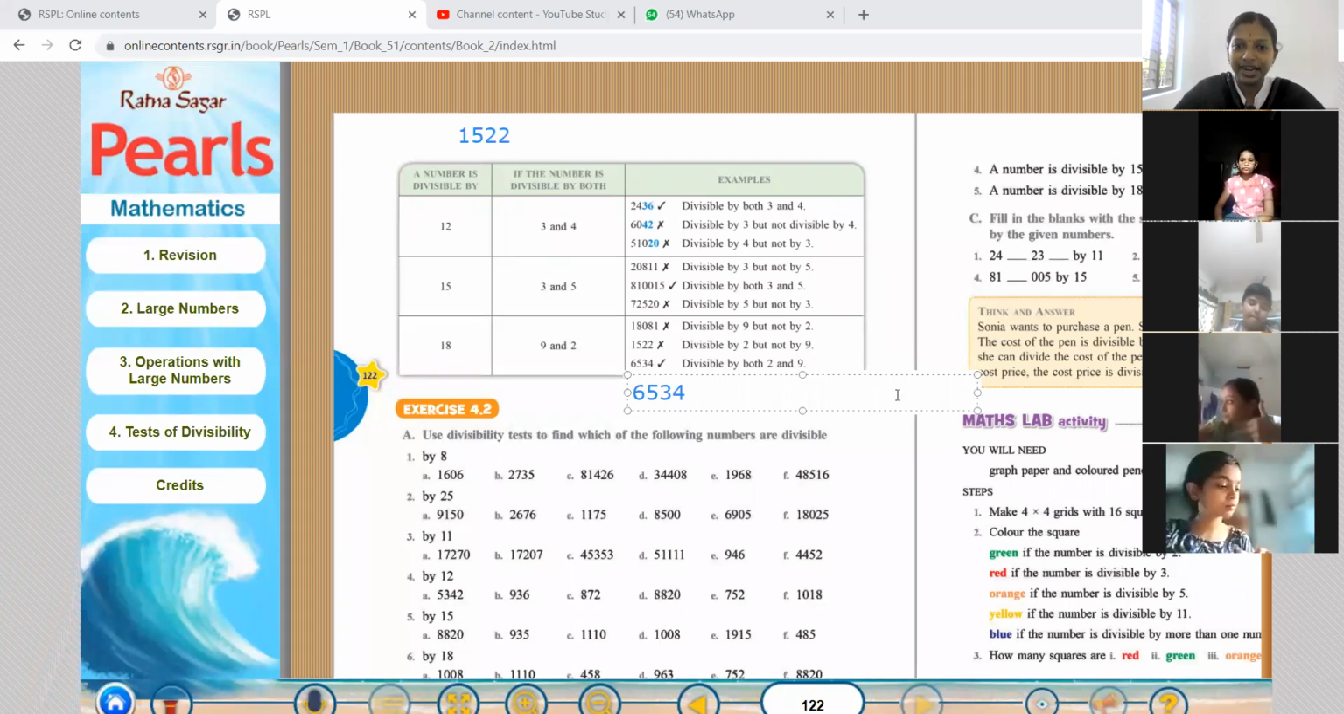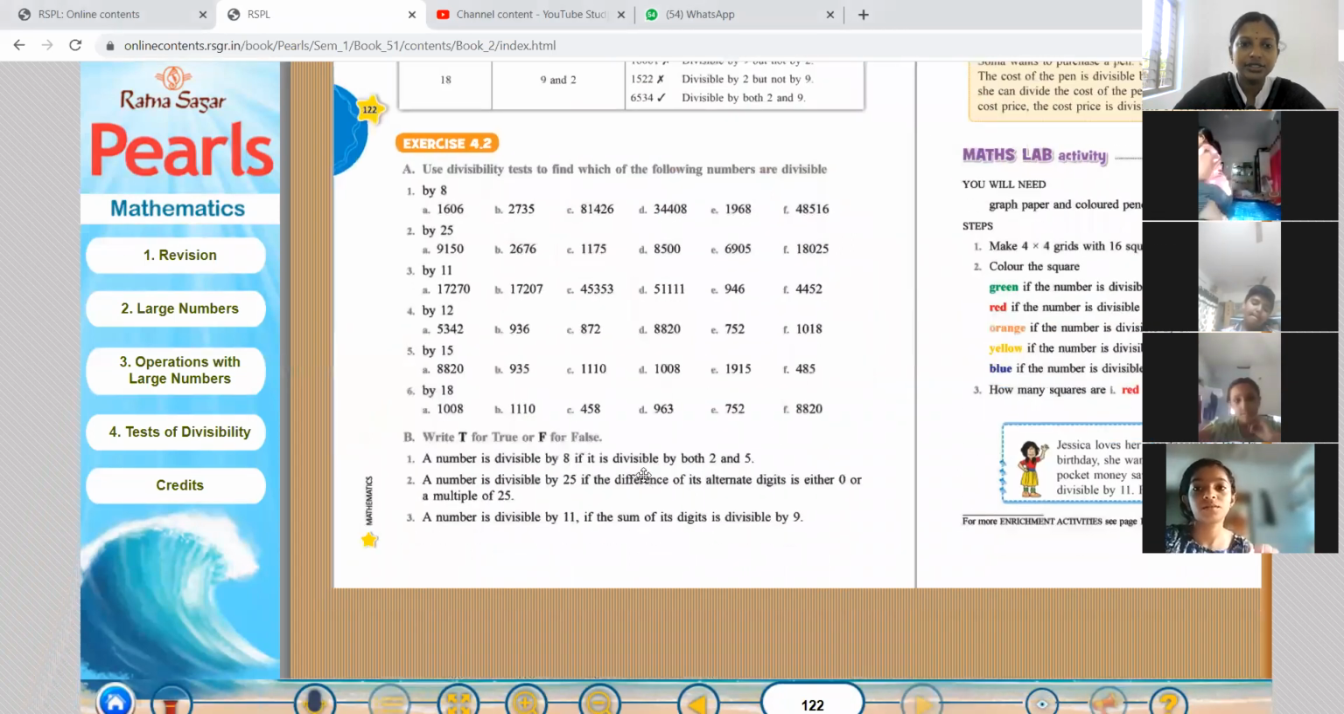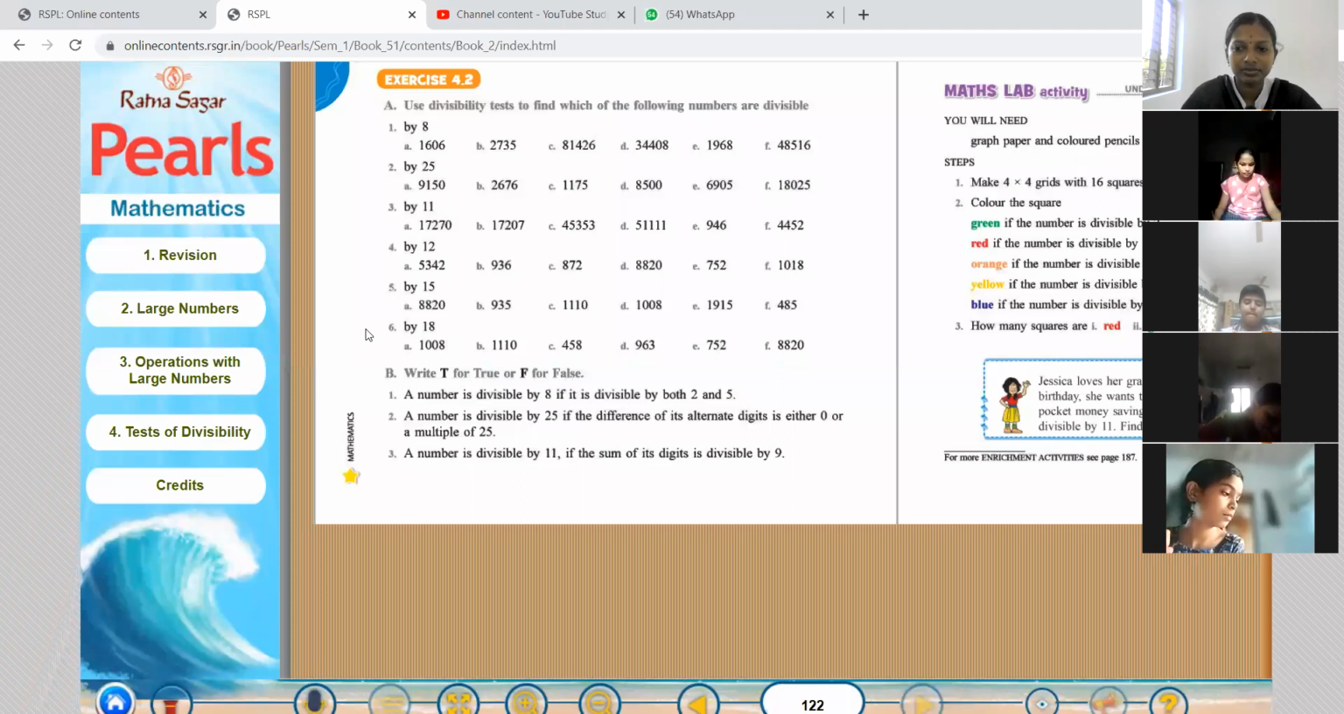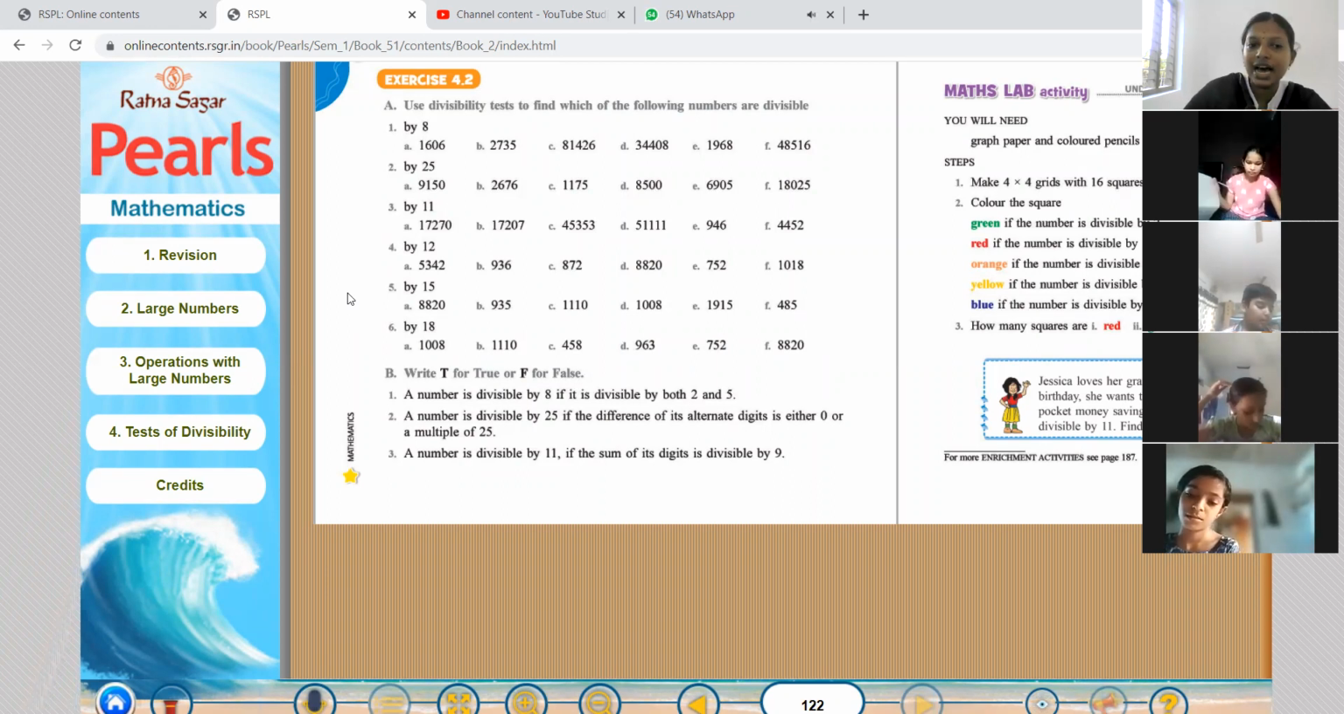Similarly, we can find, there are some questions for you. You can see this in exercise 4.2, the sixth one. We have to find the divisibility by 18. What's our first number? 1008. And first of all, we have to check our last digit. What's its last digit? 8.